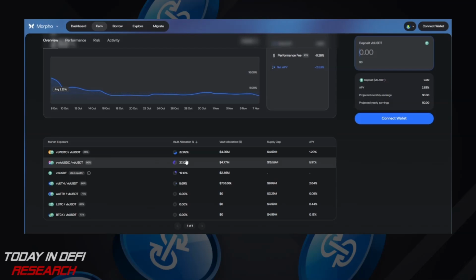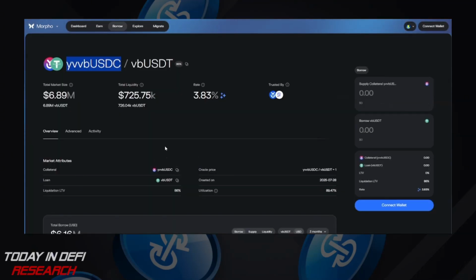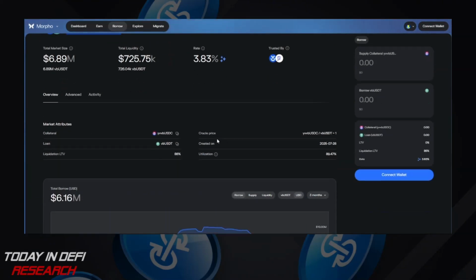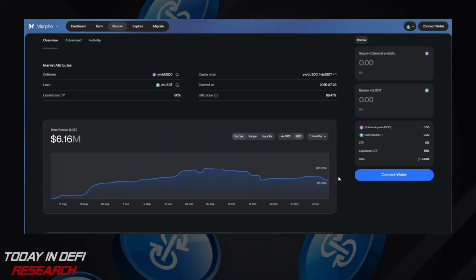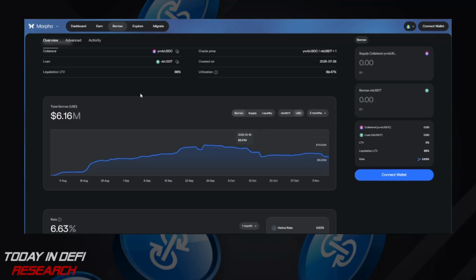A good thing here is they actually lend USDT against their own composable yield token, VB USDC. The utilization rate is less than 90%, so it's still healthy. The total borrows are still okay. The more the borrows, the higher the lending APYs. And that's how we check.